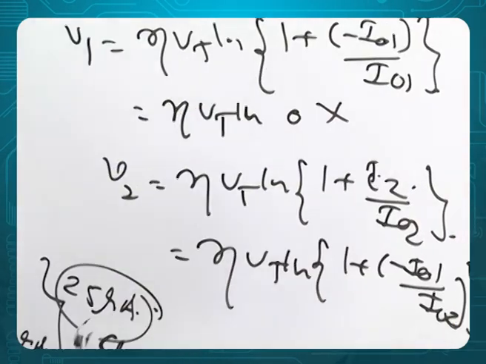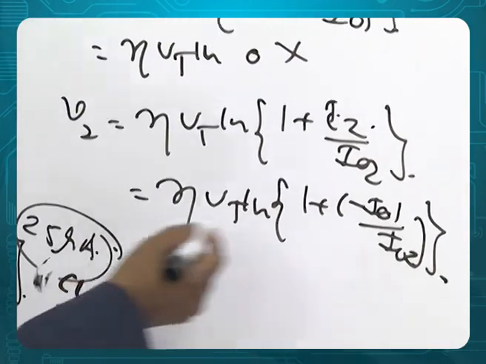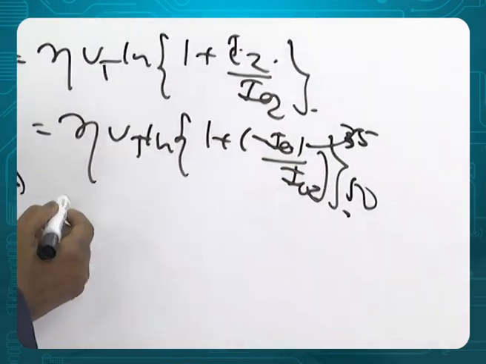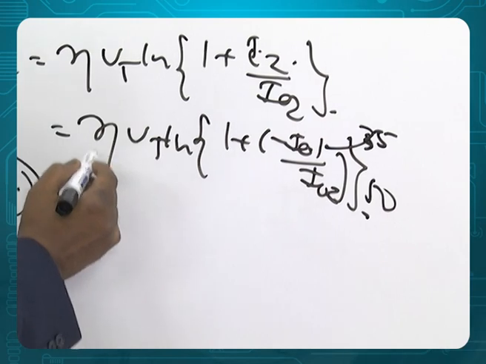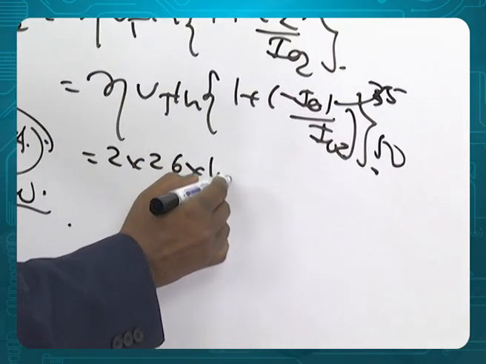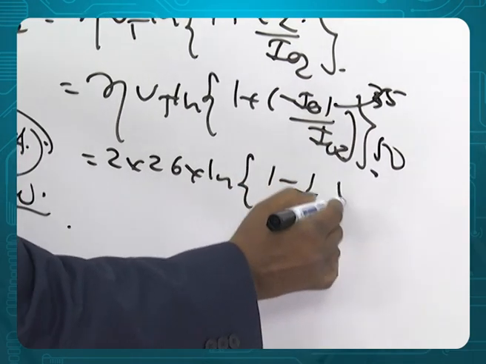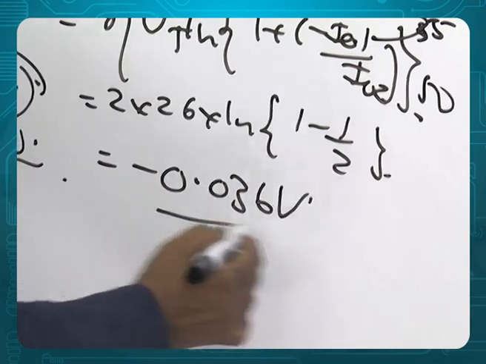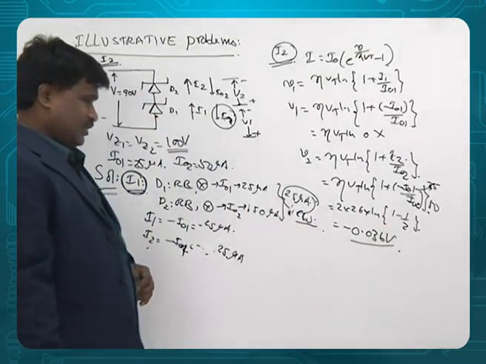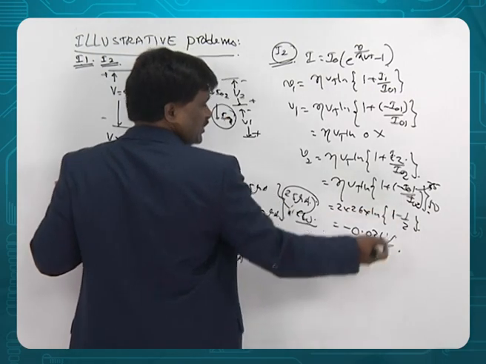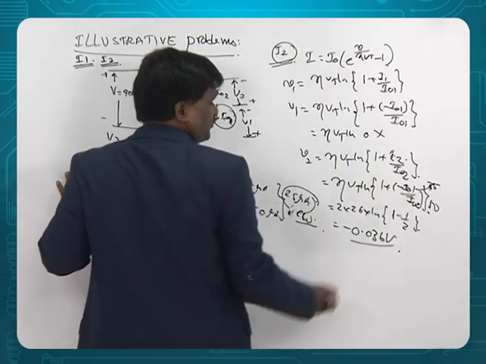And in the process, this is 25, 50. So you will get it as, Zener is silicon, so 2 into 26 ln 1 minus half. That answer is minus 3.6 volts. If you substitute and calculate, you will get this value. 20 by 50 is half.